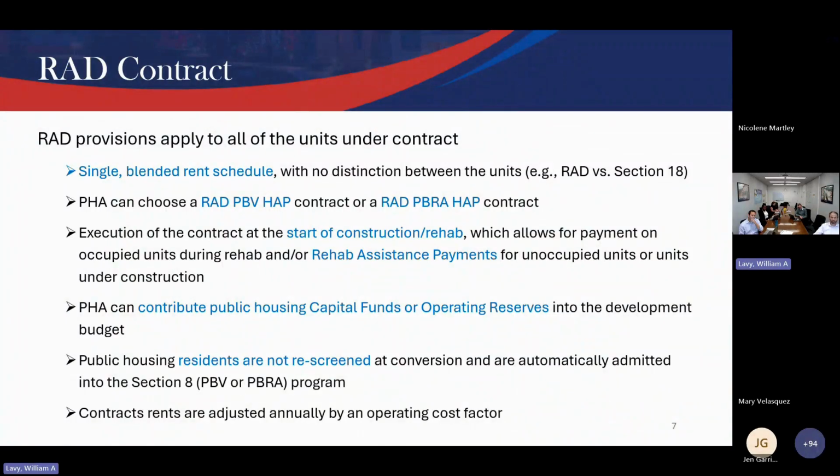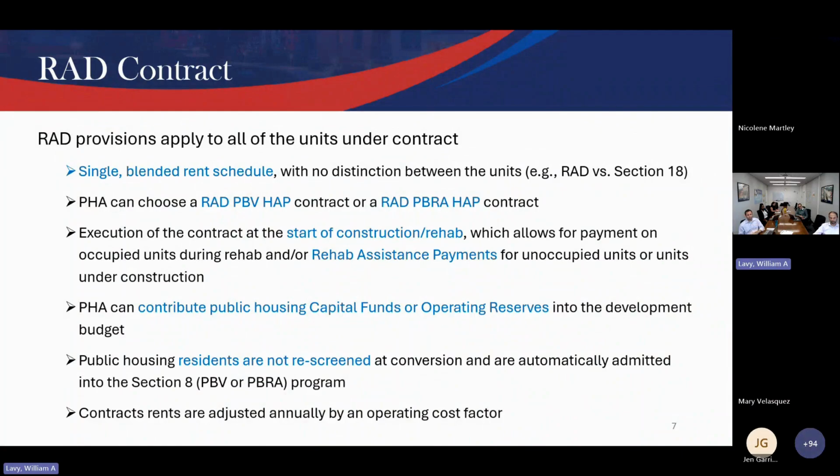support any operating expenses that may be at the property, taxes or utility bills or whatnot, or could use as a source in the development itself. The PHA can contribute public housing capital or operating reserves into the development budget. PHAs often do this to help fill gaps.